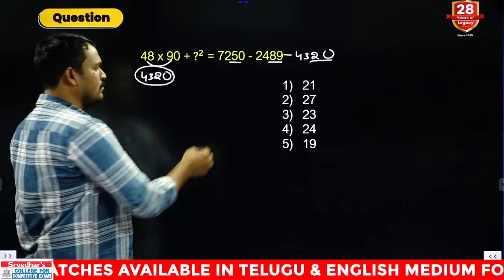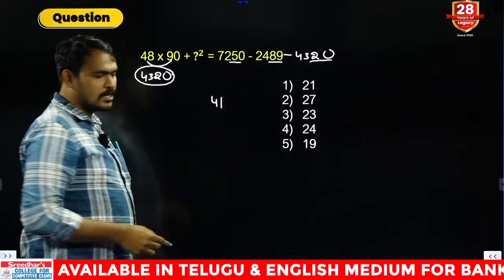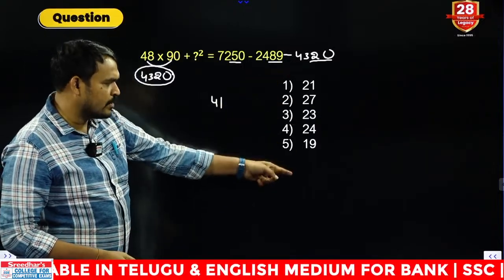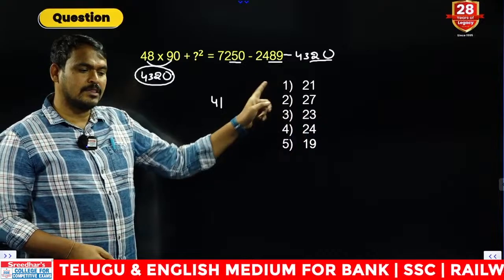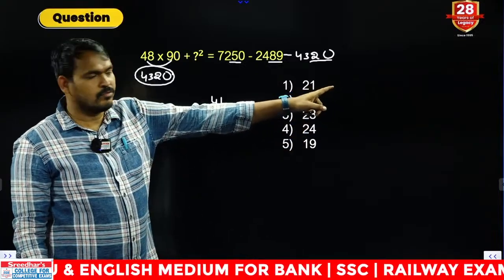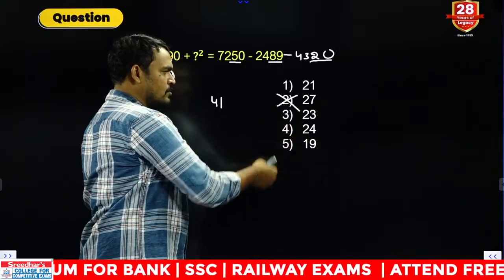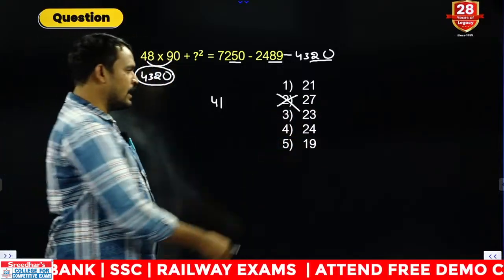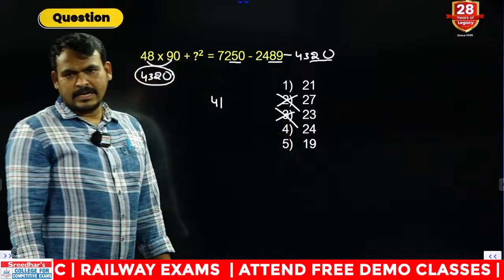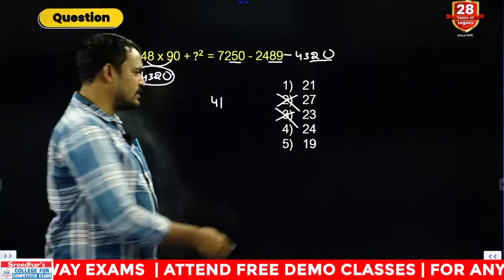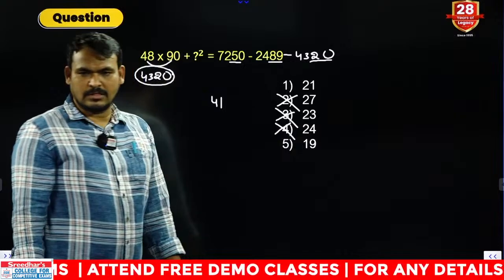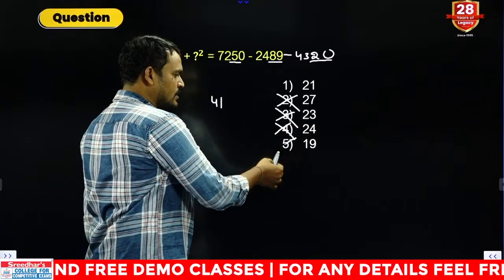100 minus 59 means answer should end with 41. Which value square ends with 41? 21 square is how much? 441. 27 square 729 means it is not possible. 23 square ends with 29, no. 24 square is 576, ends with 76, it is also not possible. 19 square 361, it is also not ending with 41.